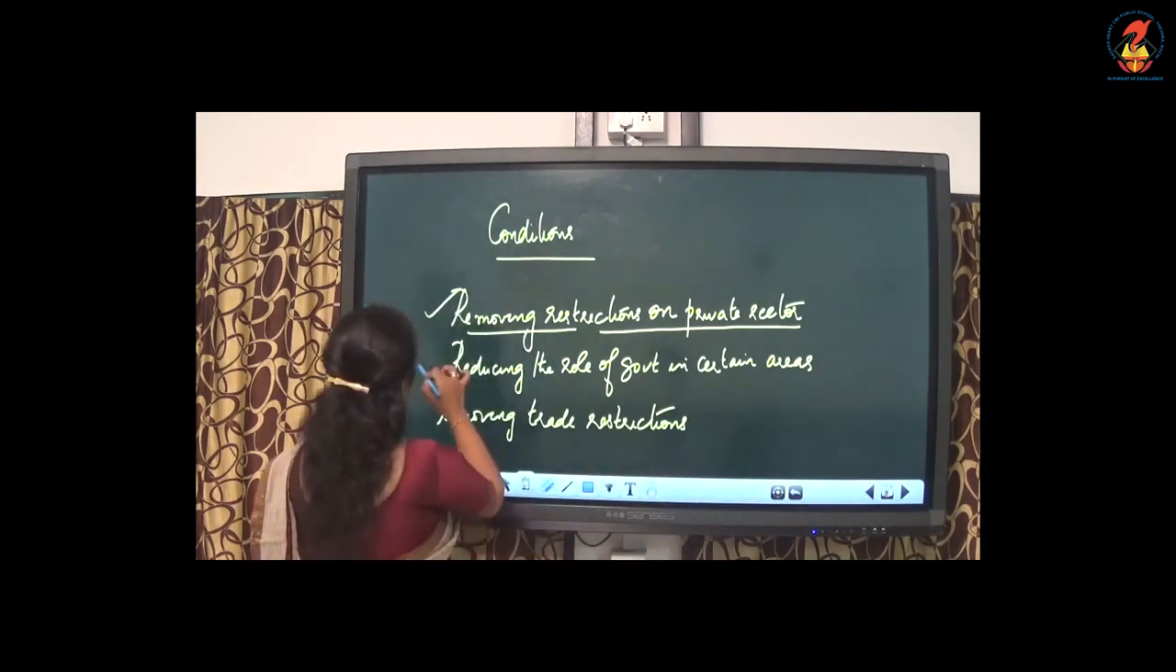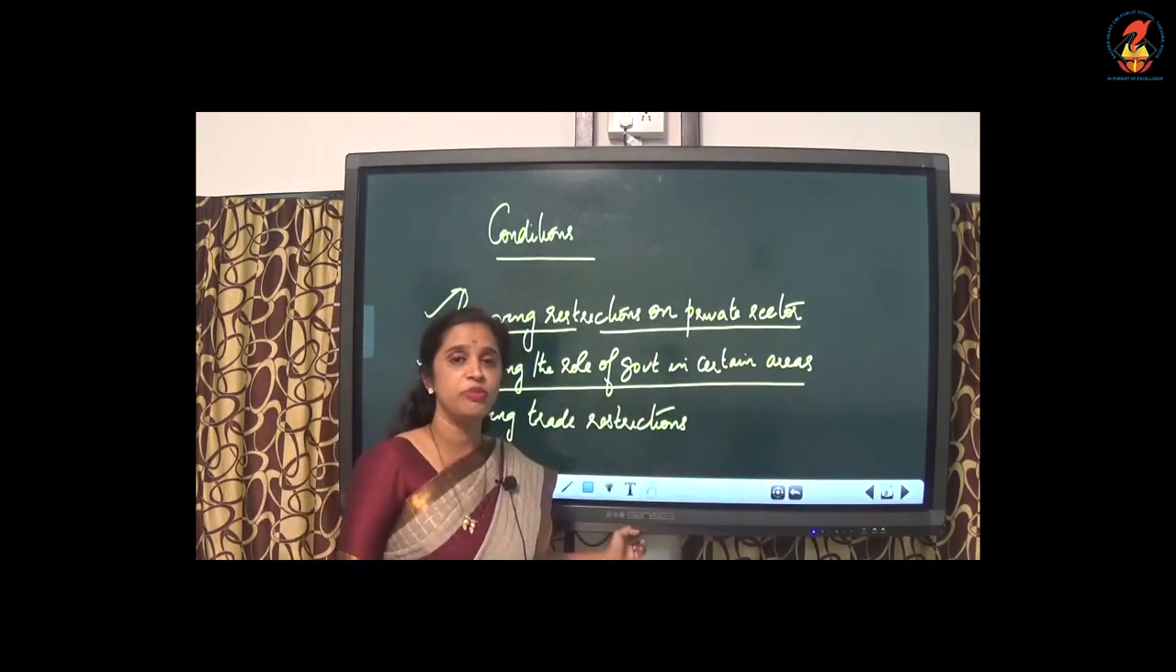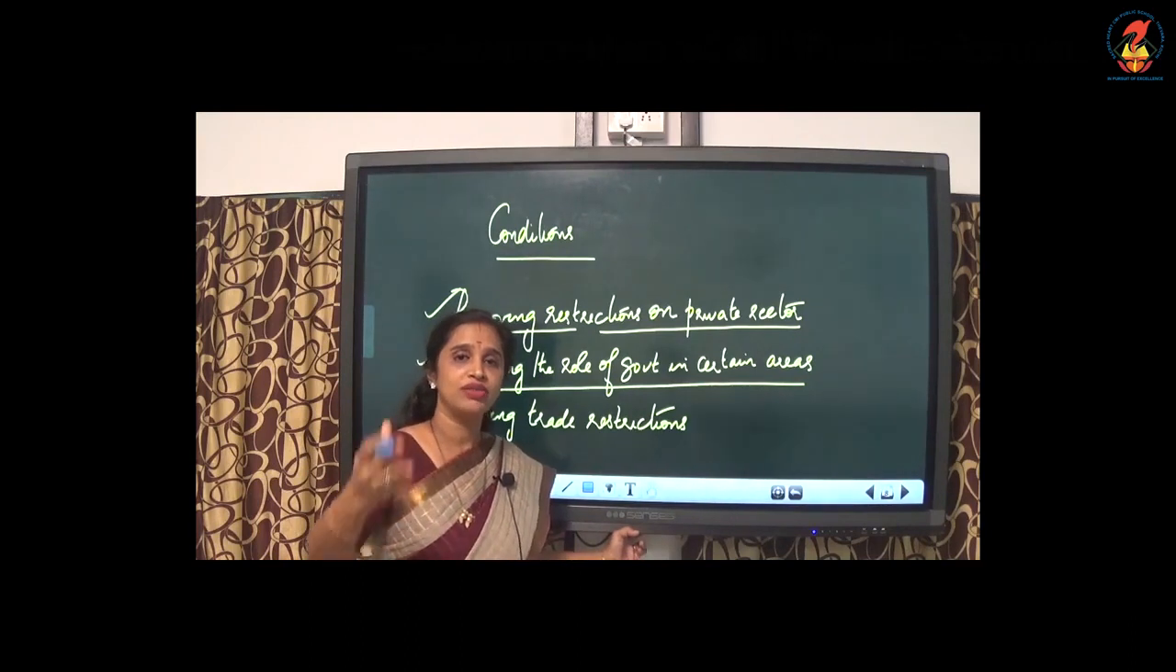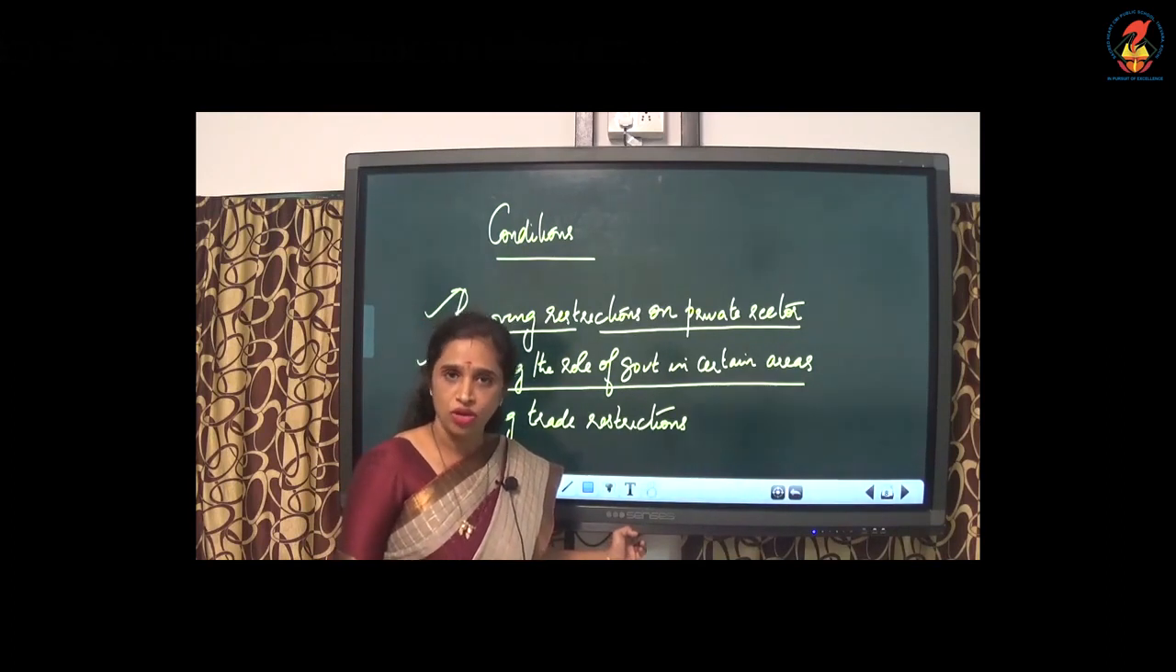The second condition that they put forward was reducing the role of government in certain areas. The government need not put its head into all the areas. Certain areas should be restricted for the government. Let other areas be concentrated on by the private sector. Therefore, there will be a jump in the investment in the economy.